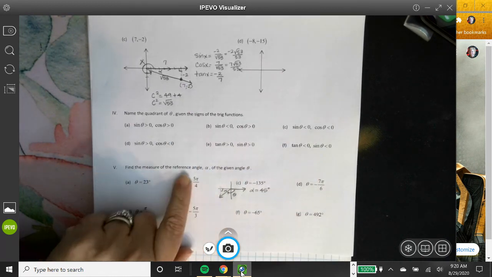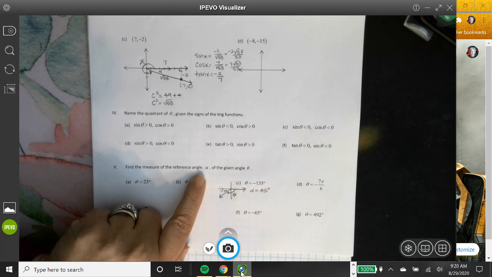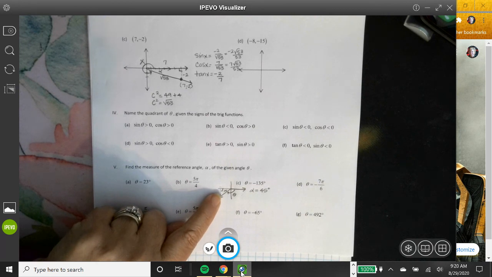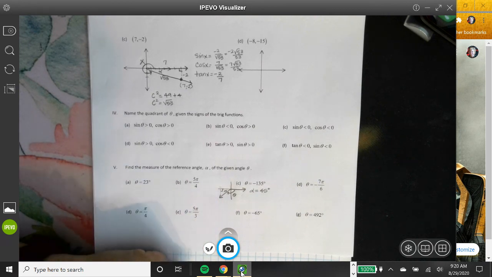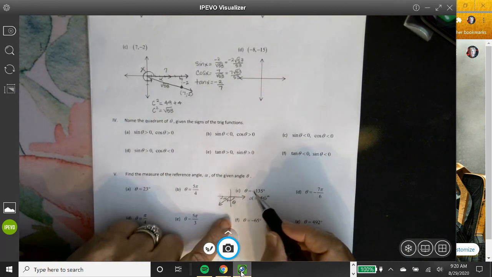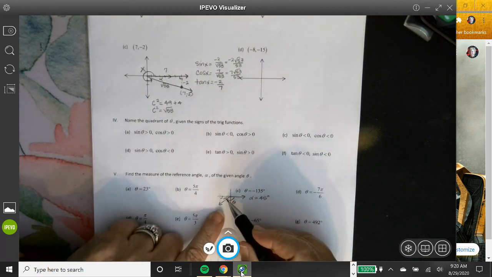So all you have to do when you want to find your reference angle is draw your angle and figure out what the angle distance is from your terminal side to the horizontal. And remember that alpha doesn't have a sign, like a positive or a negative, because it's inside a triangle, and we're just using that as a reference angle.